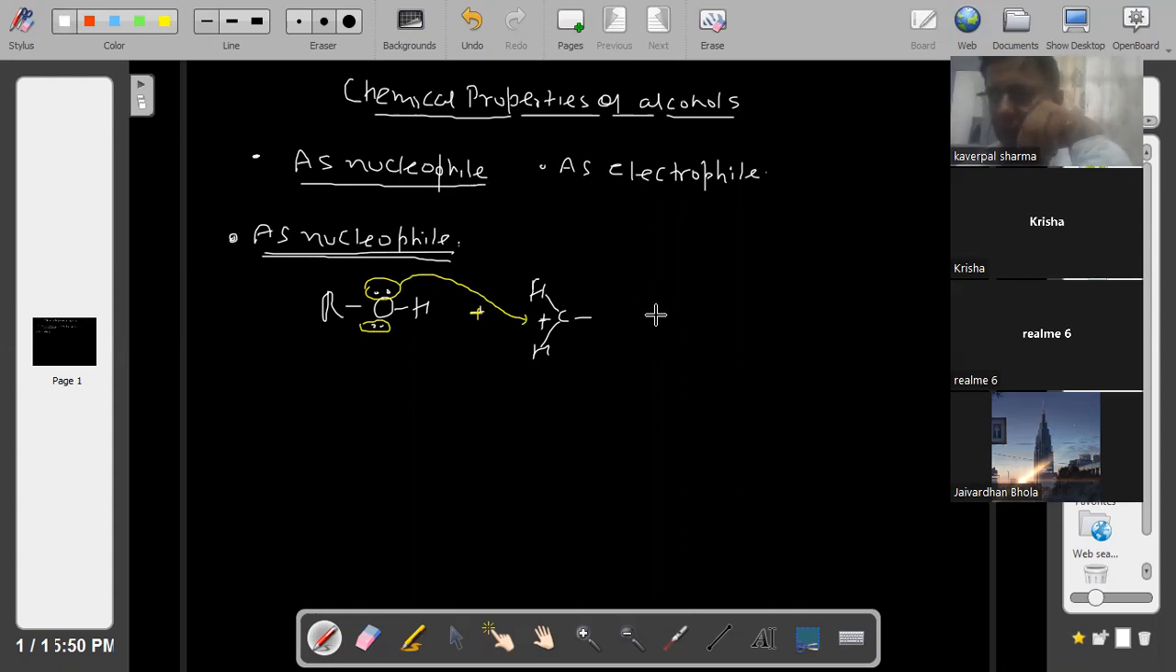and you will get R O H, C H, and then H this way. So this O plus, deprotonation later on. Later on the deprotonation takes place in the next step.